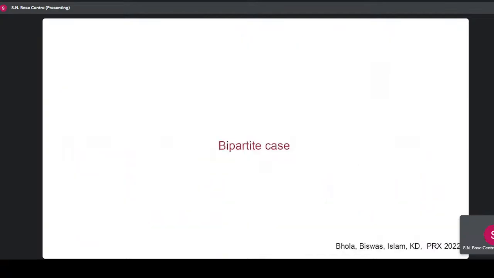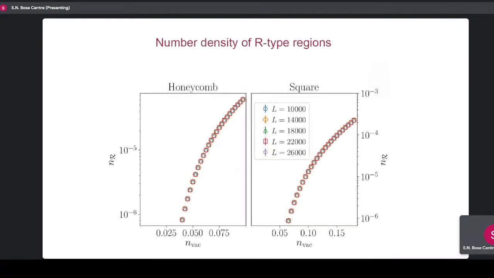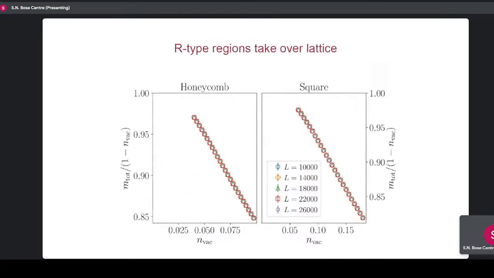So let me tell you what happens in the bipartite case. This part is published. So first, the number density of R-type regions, honeycomb and square, goes down quite quickly as you increase the size. This is not surprising, and this is a thermodynamic quantity. No funny business. It converges to the thermodynamic limit. This is linear size, by the way. But R-type regions take over the lattice. The number density is going to zero, but they take over the lattice because the fraction of sites contained in R-type regions grows to 1. The picture then is that these regions are getting very big and there are few.